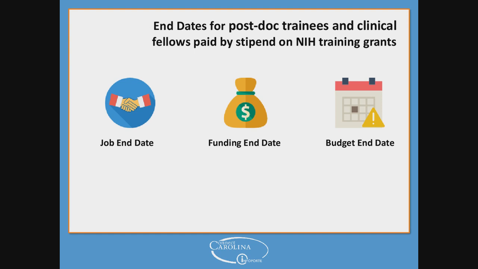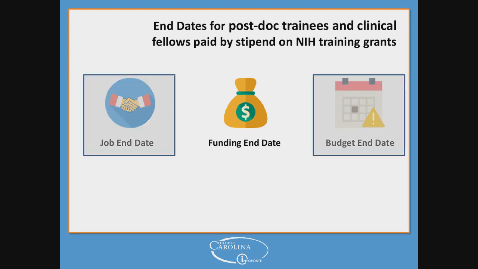The last thing we're going to talk about with those end dates are those postdoc trainees and clinical fellows that are paid by stipend on NIH training grants. So you see here that I've got the job end date, the funding end date, and the budget end date all showing. However, for those folks, their job end date and the budget end date don't always align with their NIH appointment. And so a decision was made that the funding end date is the only date that's going to be looked at when it comes to projections.